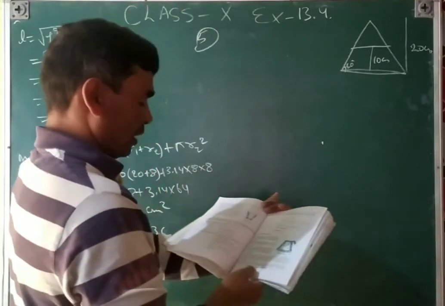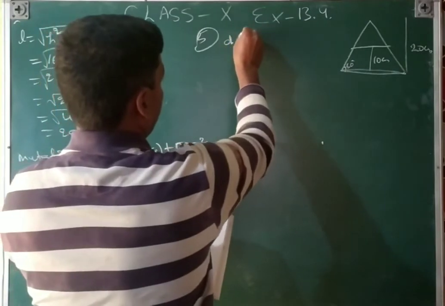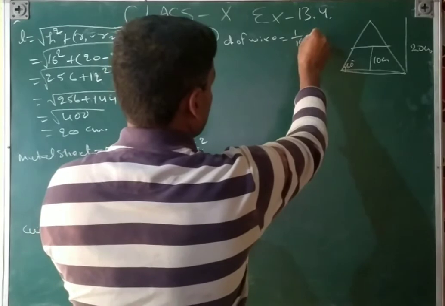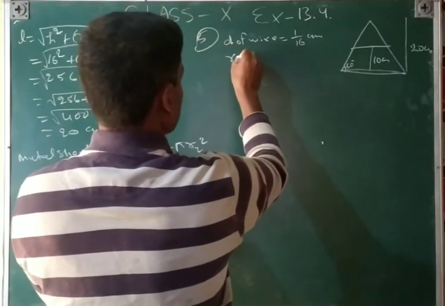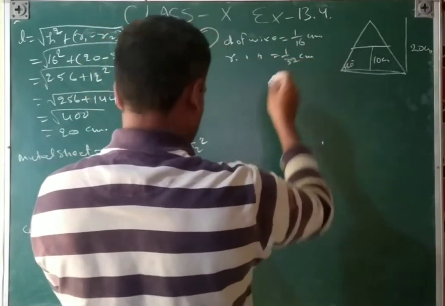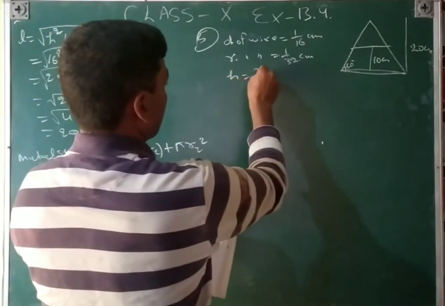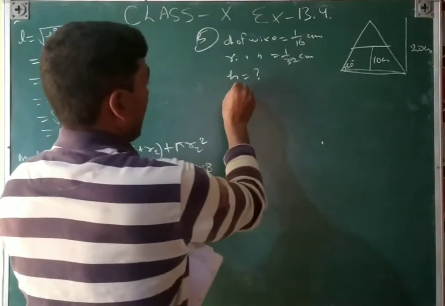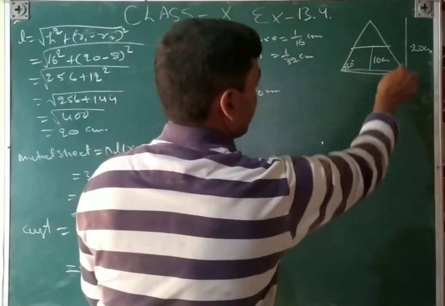So first of all, the diameter of wire is equal to 1 upon 16 centimeter. So the radius of wire is equal to 1 upon 32 centimeter. So find the length of wire. Length means height. Now we will find this h, which is equal to 10, because we need only the frustum, and then R1.